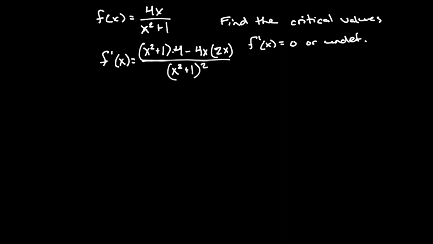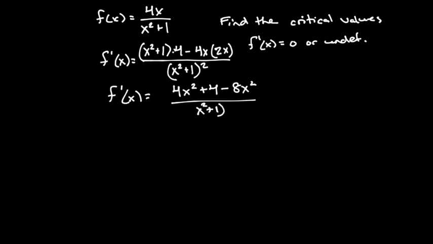So let's just clean this up a bit. We'd have f prime of x equals, I could distribute that, so we'd have 4x squared plus 4 subtract 8x squared, all over x squared plus 1 squared. And then we could simplify this even more to really 4 minus 4x squared all over x squared plus 1 quantity squared, right? So that's f prime of x.